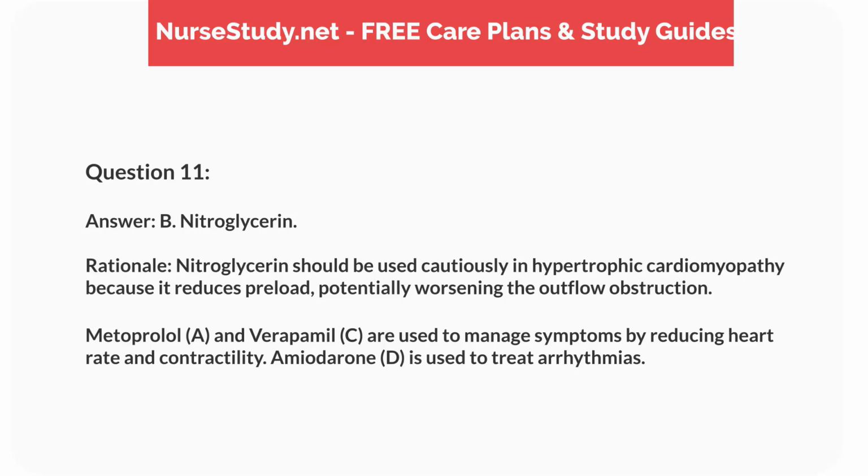Nitroglycerin. Rationale: nitroglycerin should be used cautiously in hypertrophic cardiomyopathy because it reduces preload, potentially worsening the outflow obstruction. Metoprolol, A, and verapamil, C, are used to manage symptoms by reducing heart rate and contractility. Amiodarone, D, is used to treat arrhythmias.